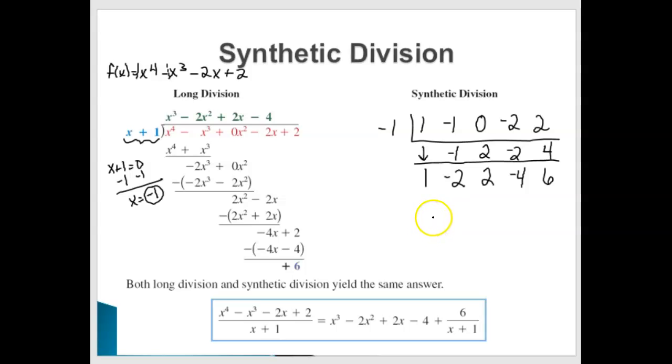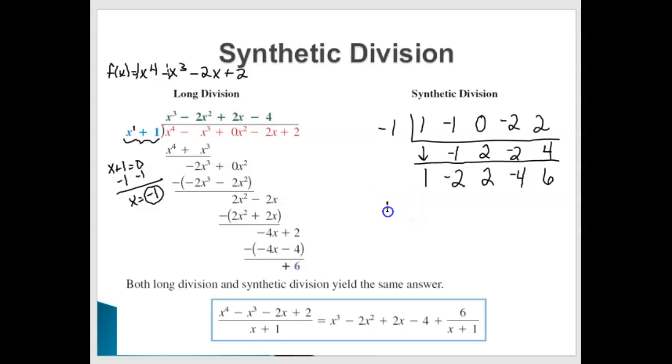Now, we do have to know how to express our answer, though. Okay, so what this means, since we took a fourth degree polynomial and we divided it by a linear term, or in other words, a first degree, right? That means these values that are down here represent, their coefficients representing the next lower degree term, okay? So instead of a fourth degree polynomial, we're now going to be working with a third degree polynomial.